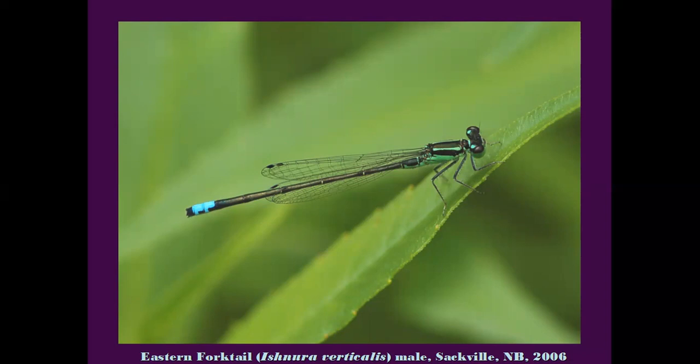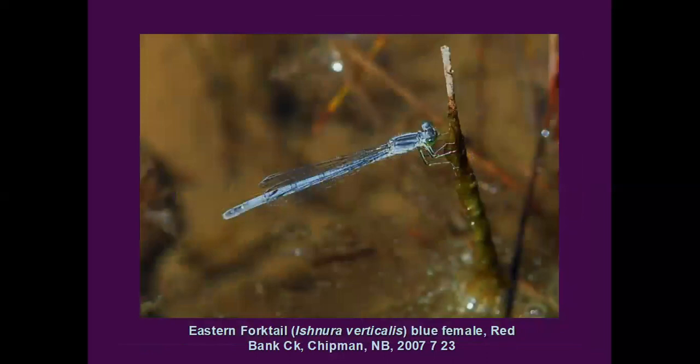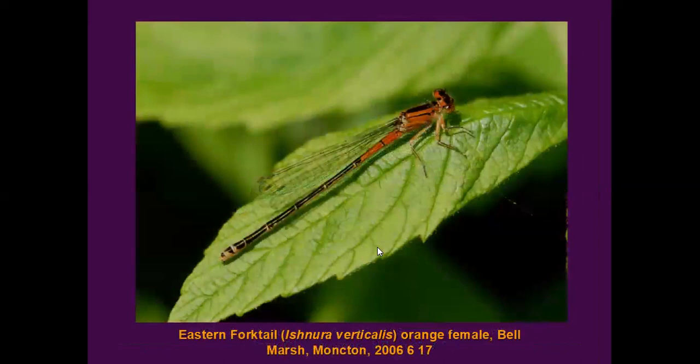So this is a male. The females actually change color, so it can be quite confusing. If you find an old female, she's this ghostly blue with green eyes, but shortly after emerging, she's bright orange with orange eyes. So she looks kind of like an orange bluet.